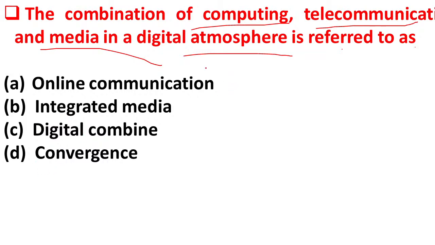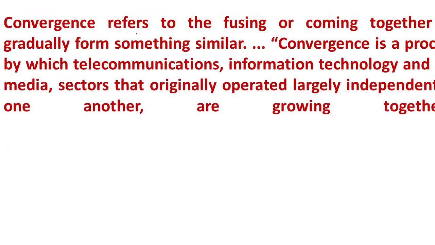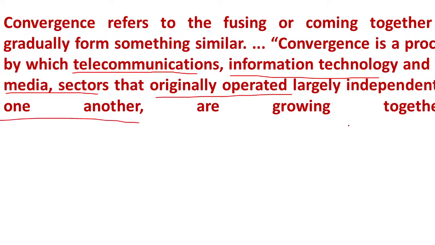So the combination of computing, telecommunication and media in digital atmosphere is known as the convergence. So here option D is the correct answer. Convergence means it is a process by which telecommunications, information technology and the media sectors that originally operated largely independent of one another, and all these are going together. So it is known as the convergence.